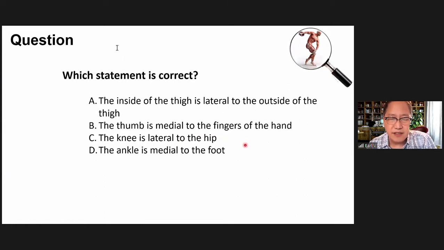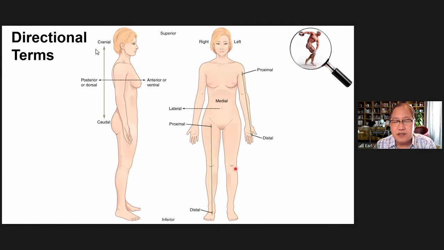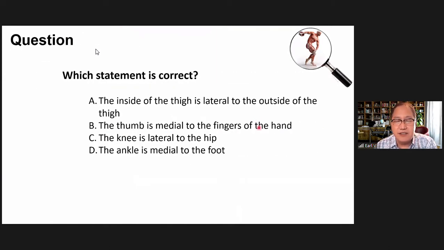Anybody? May nag-answer doon? You agree? I agree, Doc. Okay. Yes, Doc. Okay, so knee is lateral to the hip. So, okay, let's go back to the drawing. Knee is lateral to the hip. This is hip. This is knee. Lateral ba yun? Sorry. It's distal. Yeah, it is distal. No. All right. Please try to understand the anatomical position. That's why may sinasabing distal, palayo sa body, and proximal, palapit. Simple lang yan, pero nakakalito.